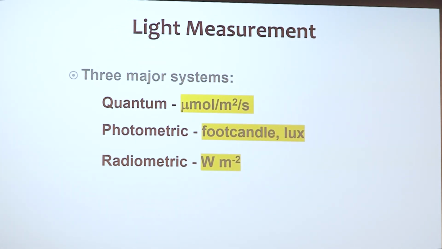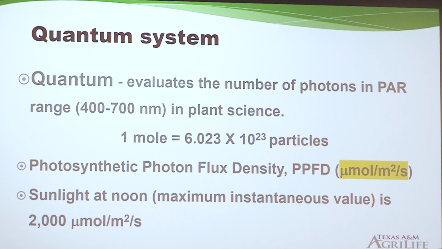Now, how do we measure light? There are three systems to measure light: the quantum system, the photometric system, and the radiometric system. The quantum system is the one related to plant photosynthesis. And that's the one you should use when you are growing crops, not the other two, but I'll tell you how to convert them later.